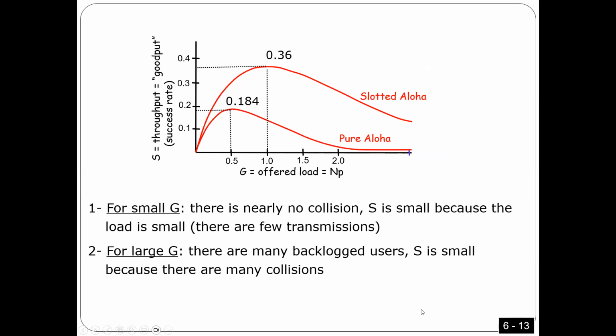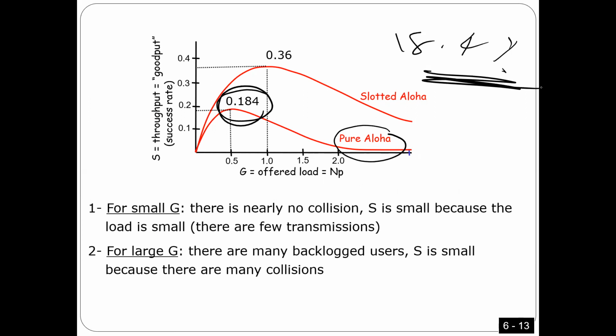So you can tell from this that the maximum you can get from pure ALOHA is 0.18, which is 18.4%. So bad. You can only utilize 18% of the channel. That means 82% collision and 18% no collision. This is in pure ALOHA. It makes sense because it's simple: if you want to transmit, go ahead and transmit. It's very simple, right?